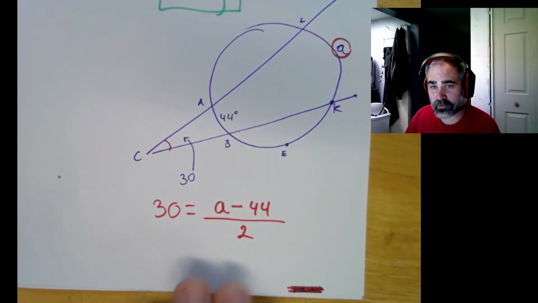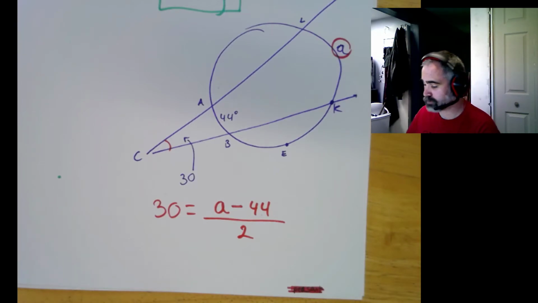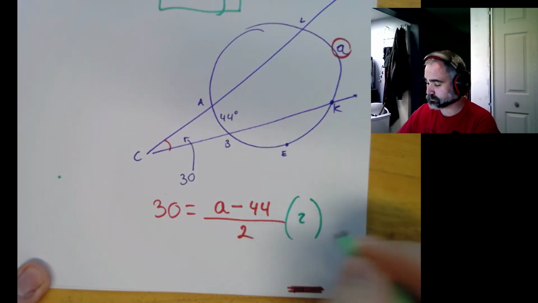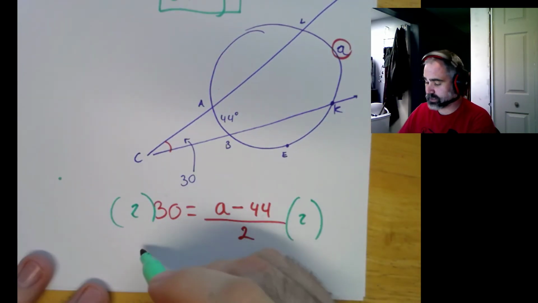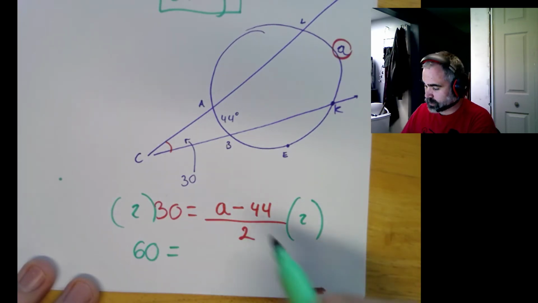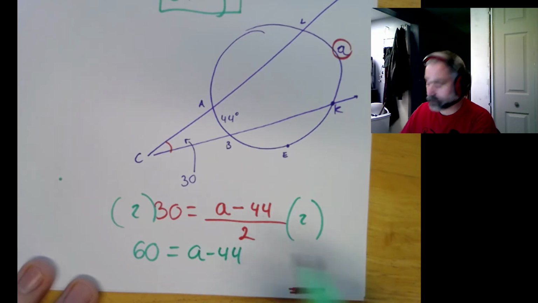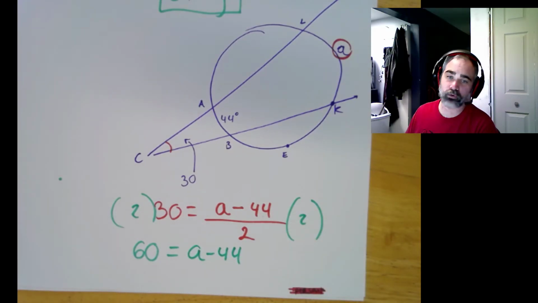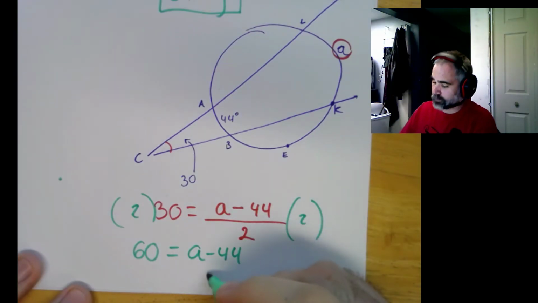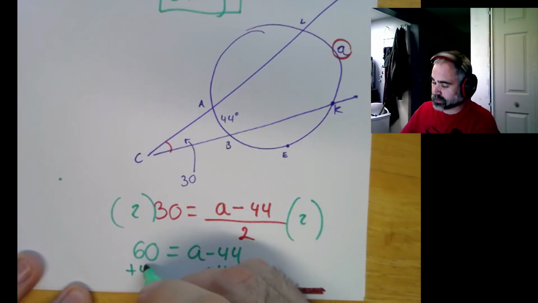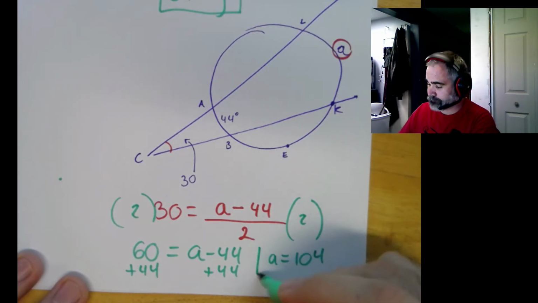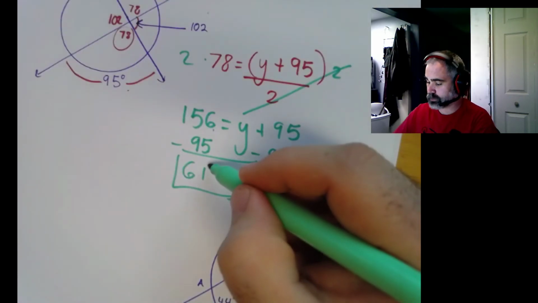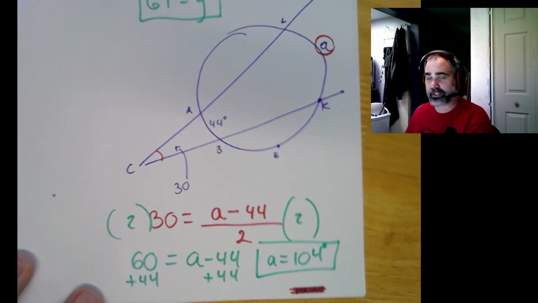Again, this is an Algebra 1 problem. First thing we're going to do, multiply by 2 just like last time. That's going to give me 60 degrees equals A minus 44. If I want to get A by itself, I just need to add 44 to both sides. And if I add 44 to both sides, hopefully you can do that in your head. But if not, A is going to equal 104 degrees. So yeah, A is 104 degrees.